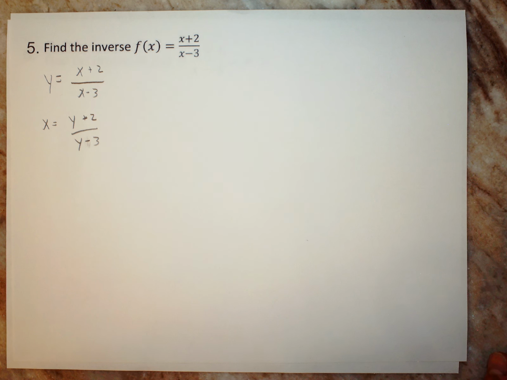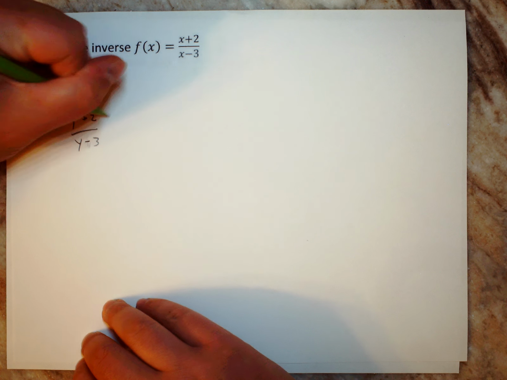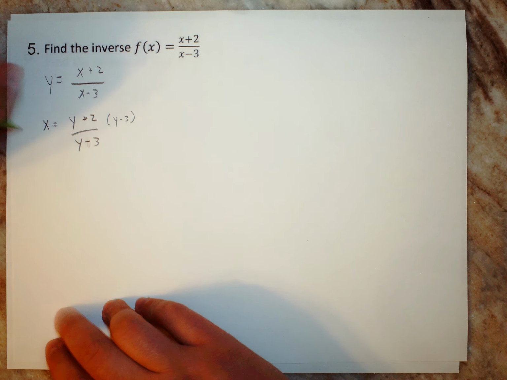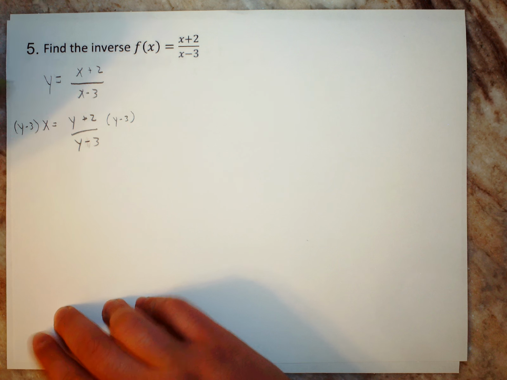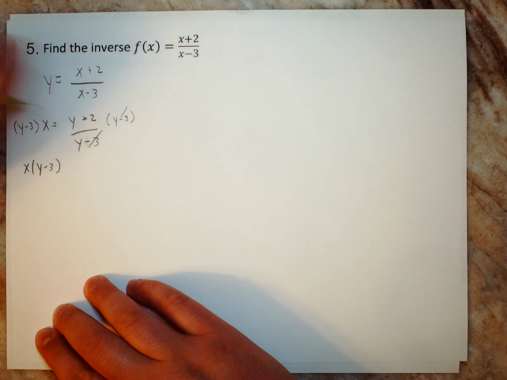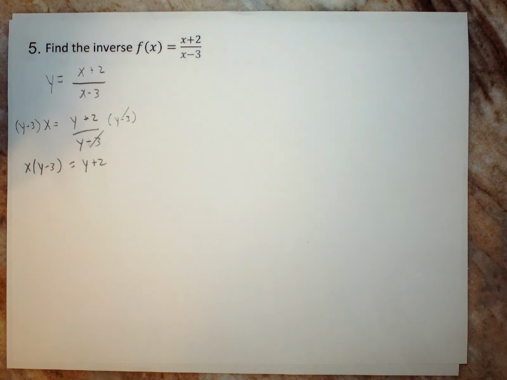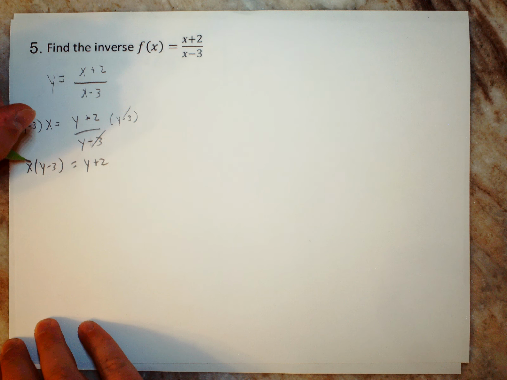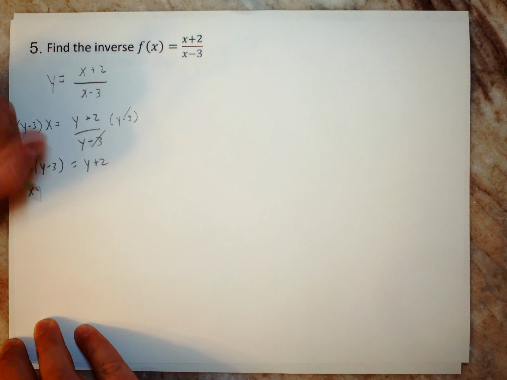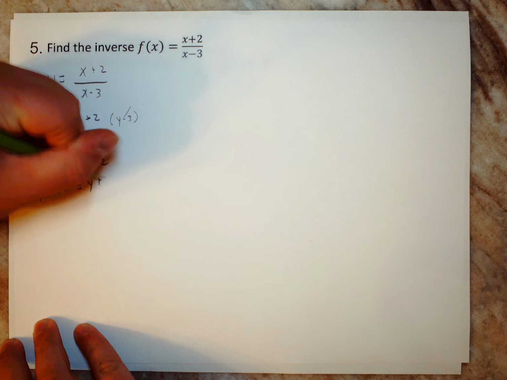Now we are going to solve for y. So first thing we're going to do is get rid of the y minus 3 out of the denominator. We're going to multiply both sides by y minus 3. That's going to give us x times y minus 3 equals y plus 2. Now we're going to distribute the x. Keep in mind our goal is to isolate y. So I'm going to distribute the x in. I'm going to get xy minus 3x equals y plus 2.